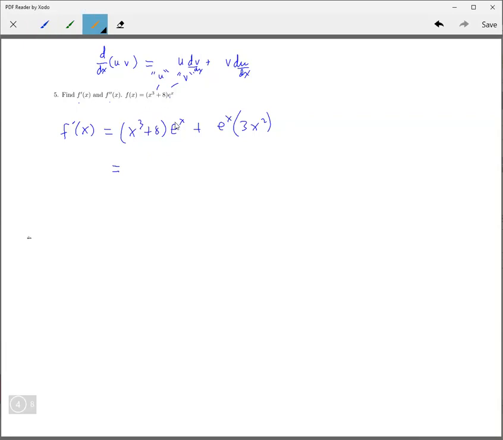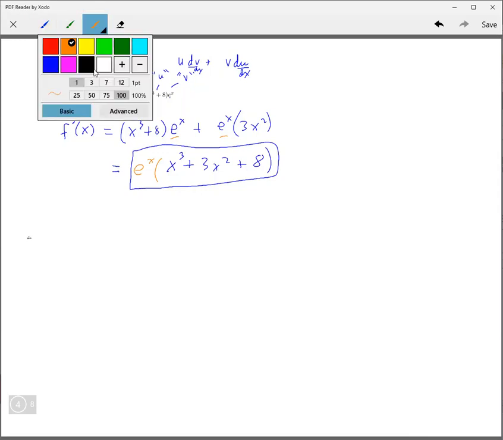Okay, now these are all being multiplied by e to the x, right? So that can factor all the way out, and everything else goes in. Okay, so that should work right there for the first derivative.